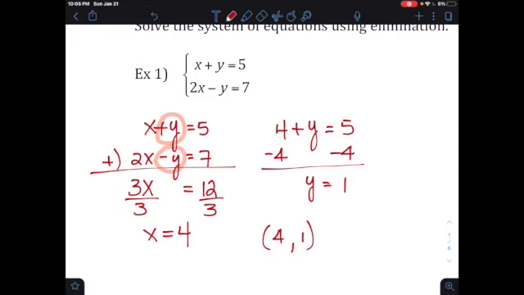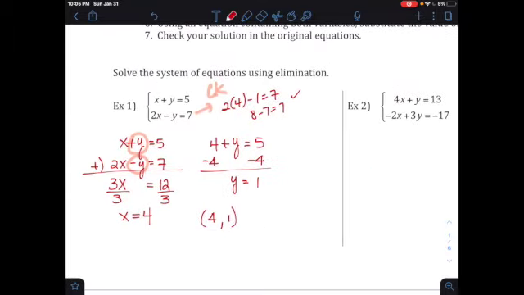And we're going to plug it into the first equation, 4 plus 1 equals 5. And the second equation, if you're checking, 2 times 4 minus 1, is that equal to 7? Yes, 8 minus 1 equals 7, therefore it checks. And the top one checks. That is how you can do the problem. And it's really easy once you eliminate a letter and the other one you just write down in 2 steps. That's example number 1. Example number 2.